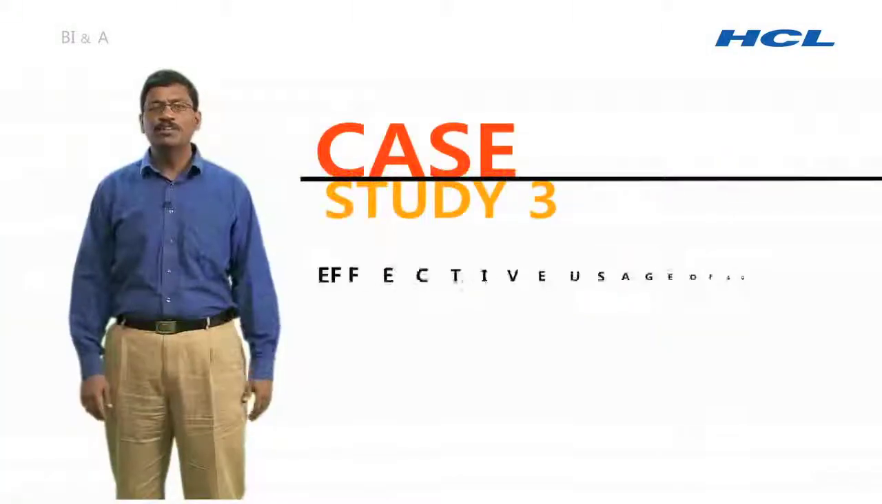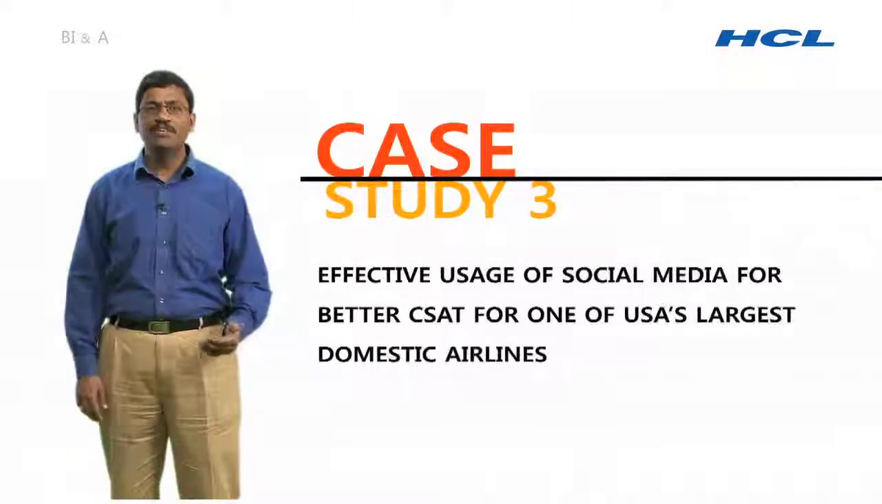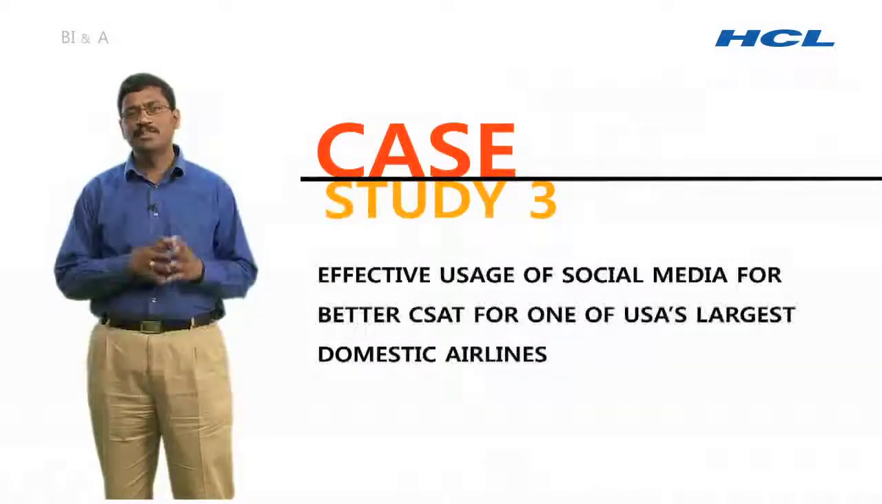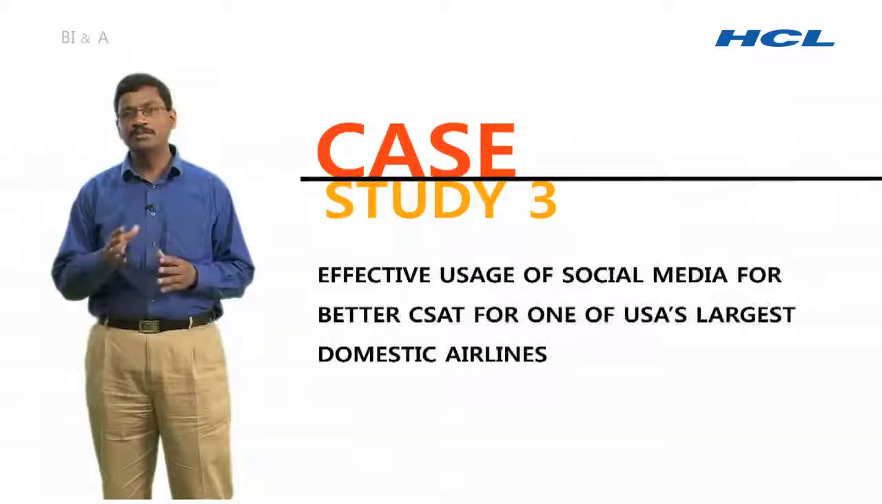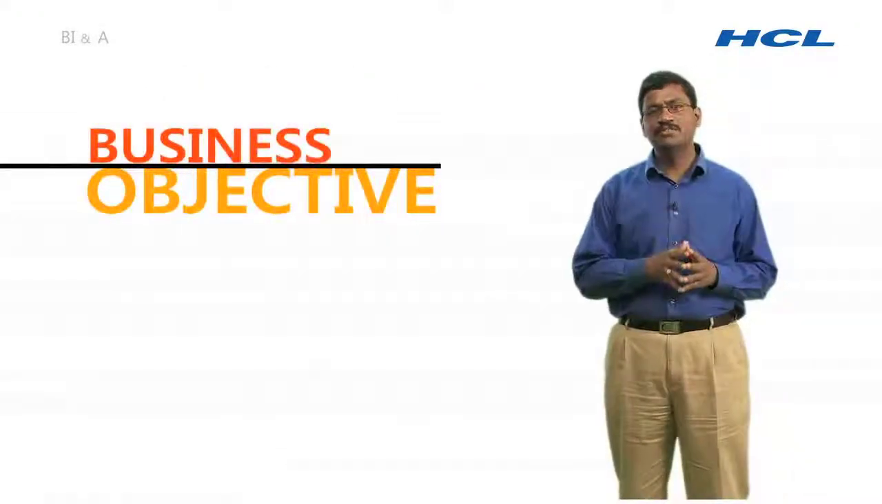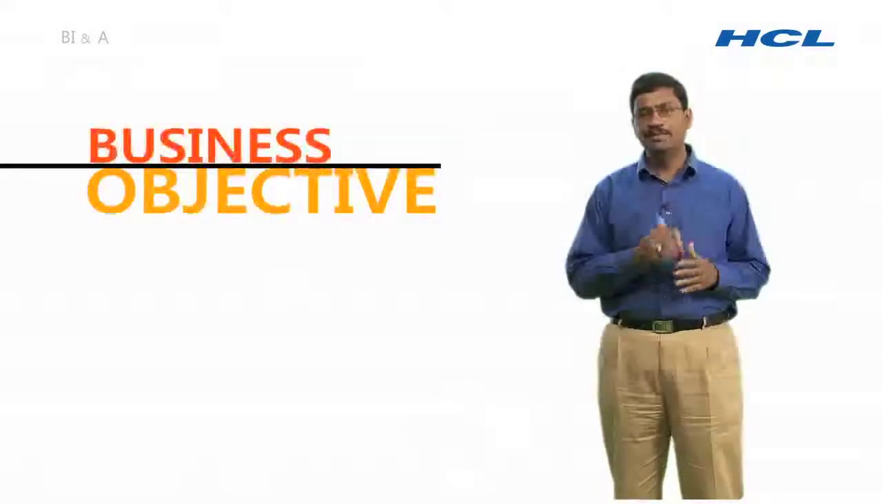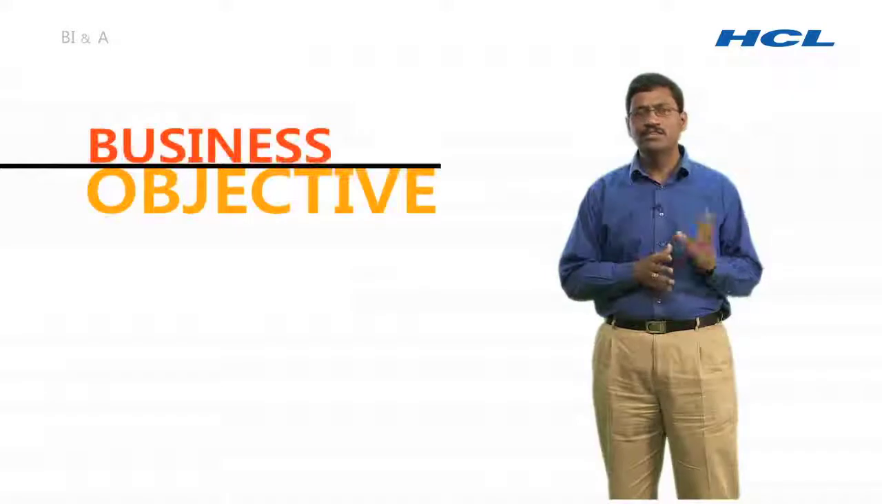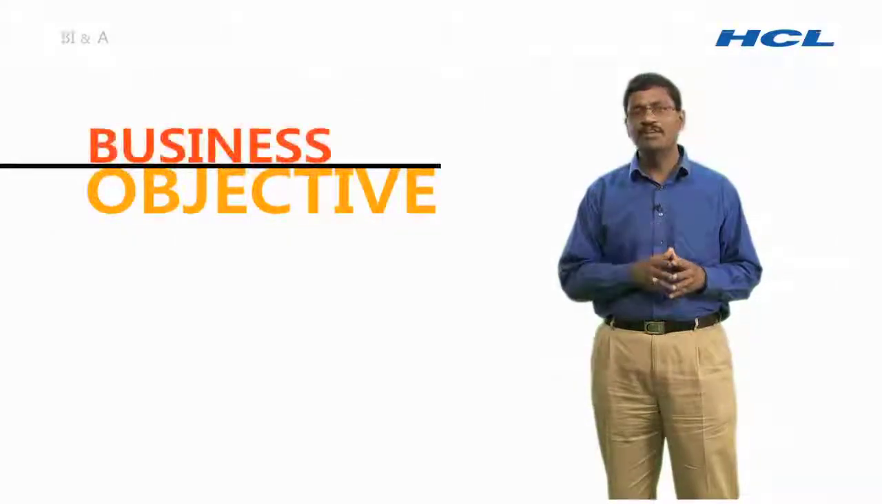Now, we will look at the third case study on how to leverage external data from social media channels for better customer satisfaction and improved upsell and cross-sell. The client is USA's largest domestic airline company based on passengers carried inside the country. It operates more than 3,000 flights a day, utilizing a fleet of 552 aircraft.